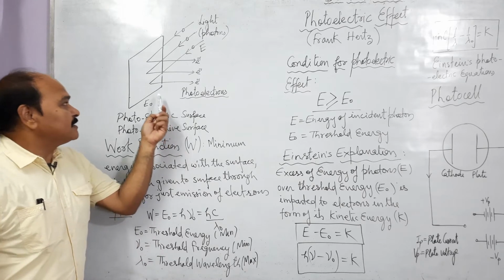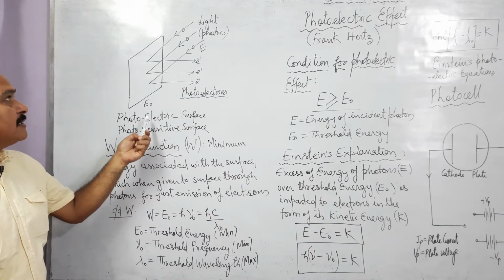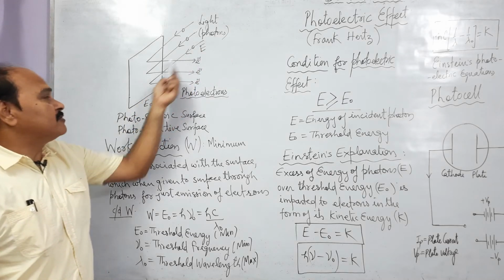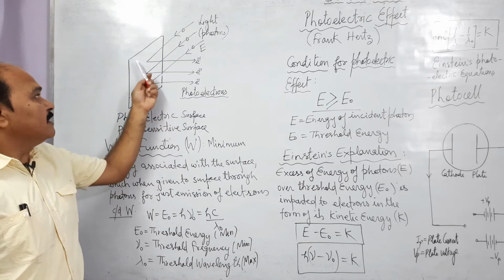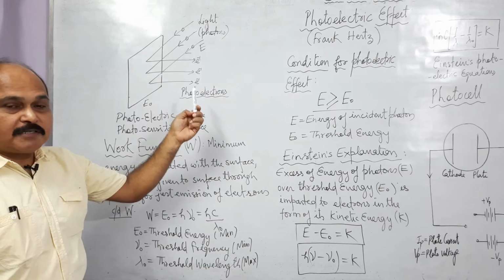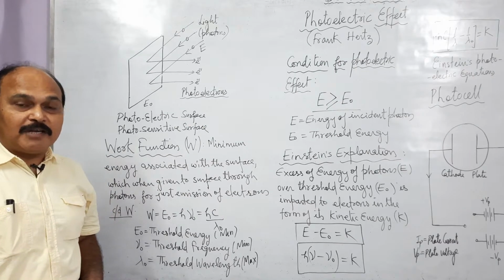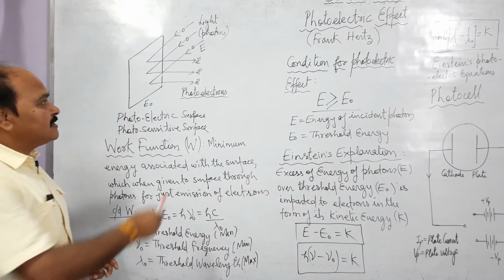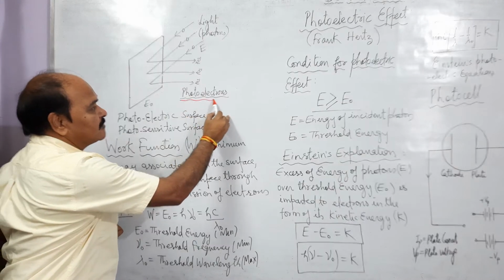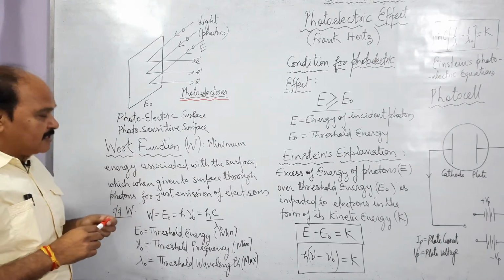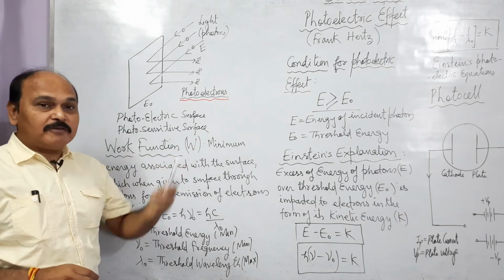Well, children, this is a surface. This is called photoelectric surface, and you can see here when light falls over the photoelectric surface, the photosensitive surface, electrons are given out from the surface. The phenomenon is called photoelectric effect. These electrons which are produced are called photoelectrons. And the surface, of course, is the photosensitive surface or photoelectric surface.